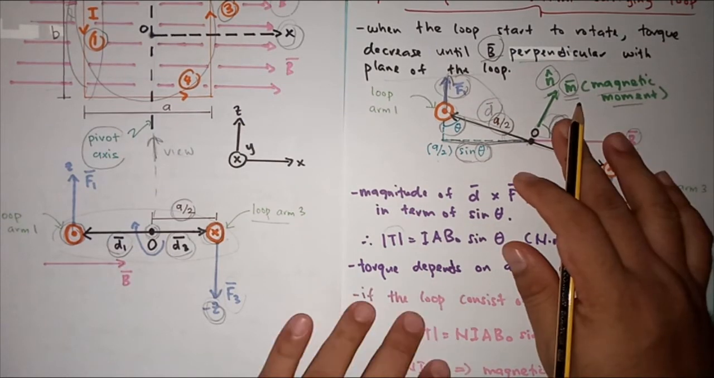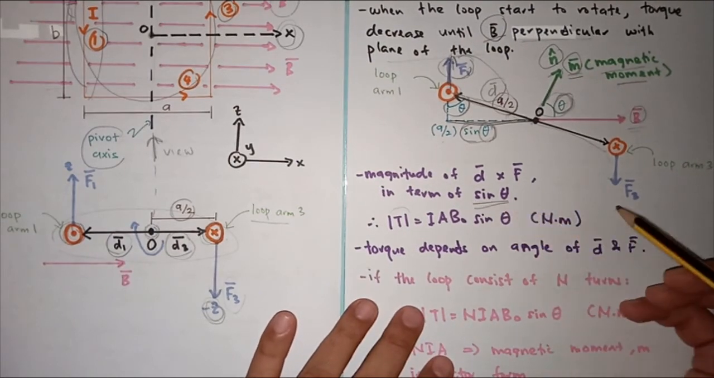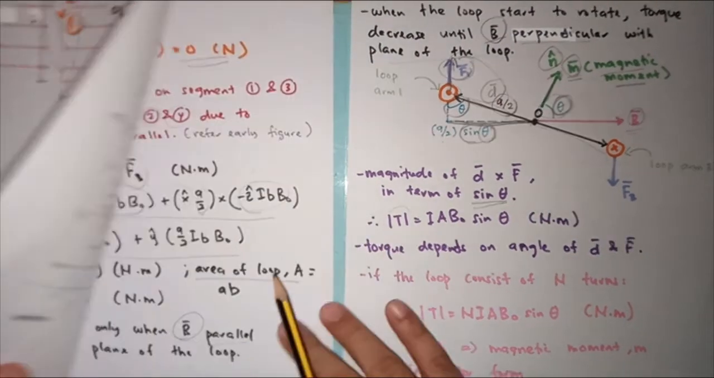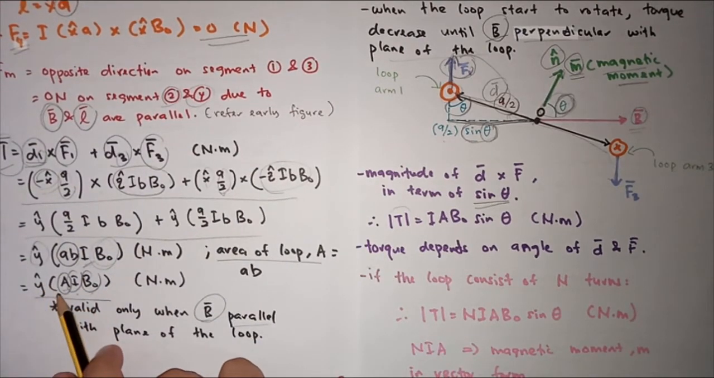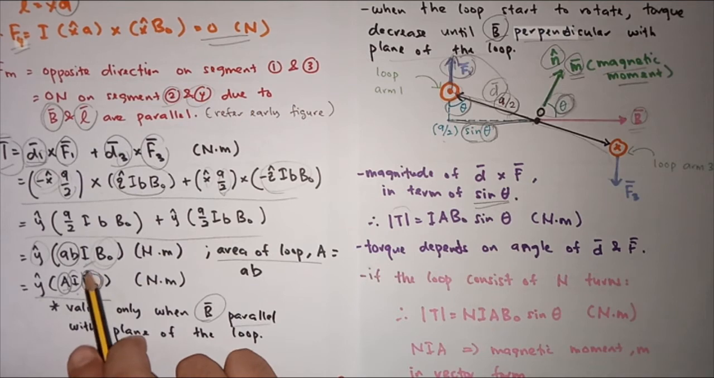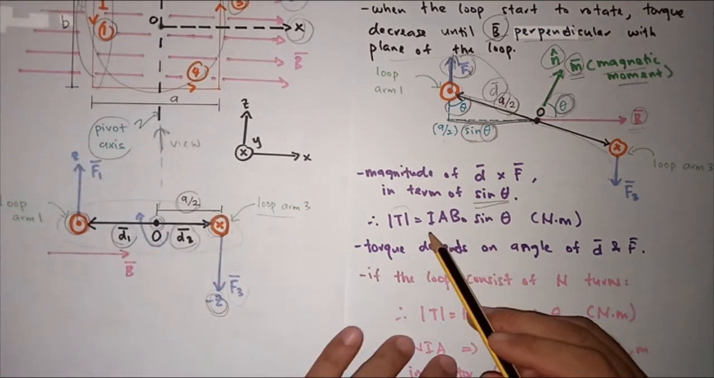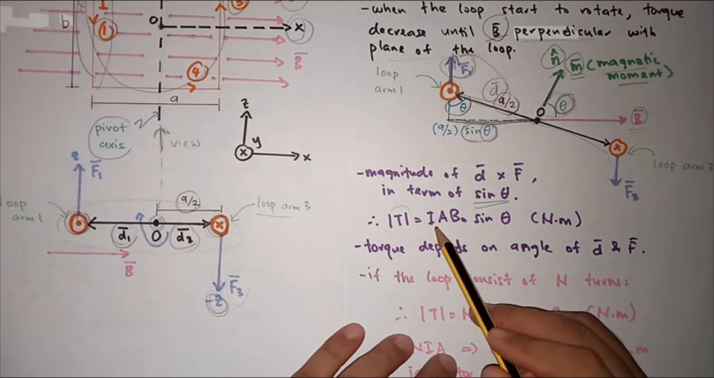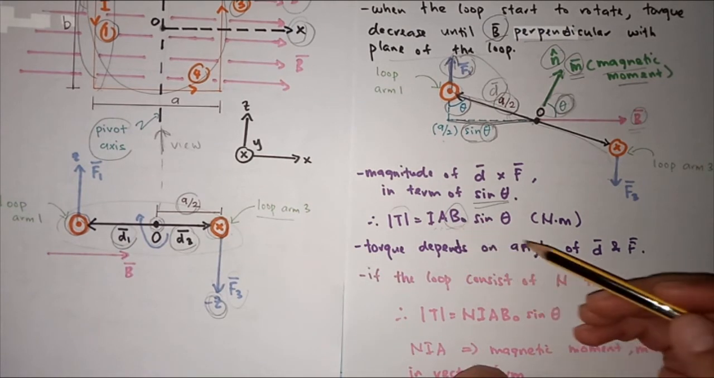And because of that, the magnitude of the torque will change in terms of sine theta. From the equation that we derived just now, the magnitude of torque is equal to A, the area of the loop, multiplied by I, the current injected inside the loop, and the magnitude of the magnetic flux density, so it becomes I A B naught. I is still the current inside the loop, A is the area of the loop, and B naught is the magnitude of the magnetic flux density.